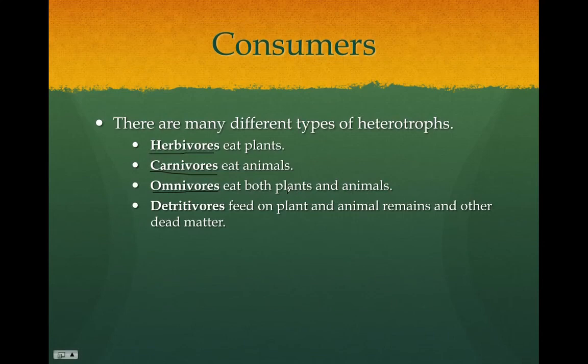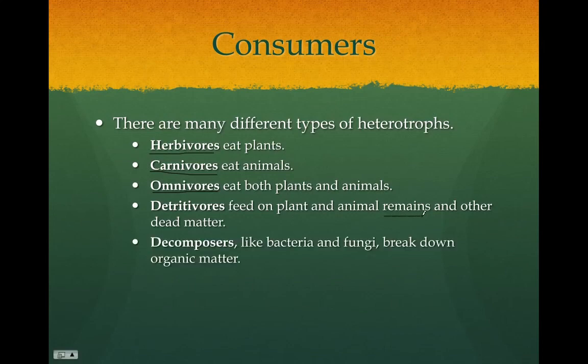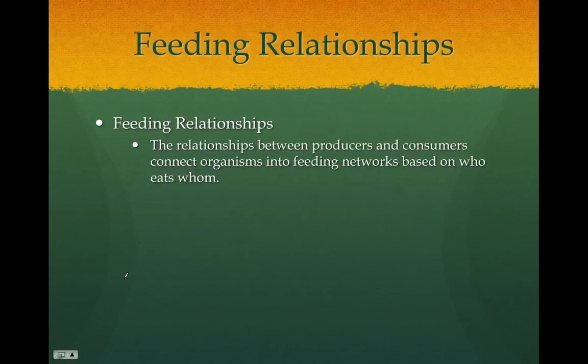Detritivores feed on plant and animal remains, so things that are dead, dead matter, that's what they feed on. And then decomposers like bacteria and fungi break down organic matter. It can be living or dead, but they break these down. These are quite important. We're going to talk about the importance of each one of these types of organisms.